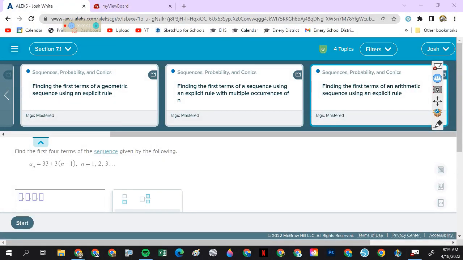We are moving on to chapter 7. This is 7.1, and 7.1 deals with what we call sequences and series. Sequences are lists of numbers that are ordered. So there's like a first number and a second number, and those sequences change according to a specific pattern.